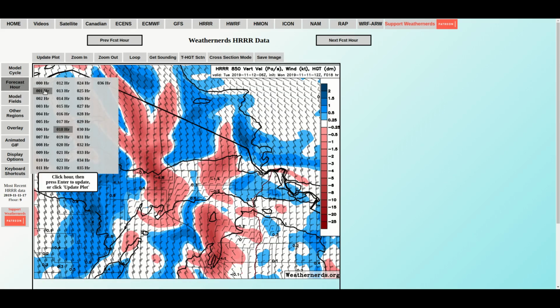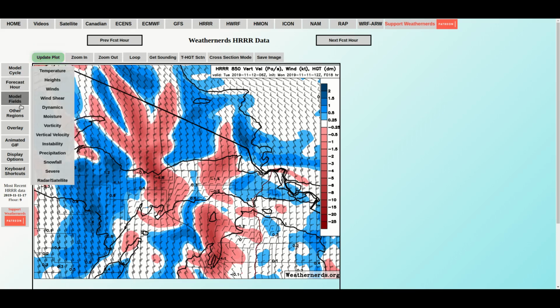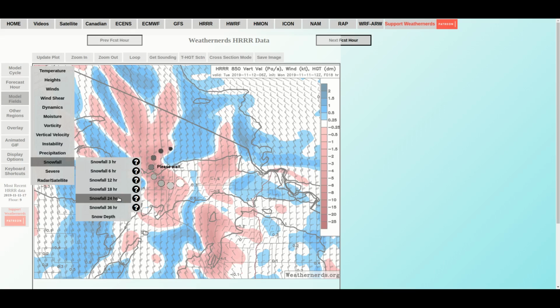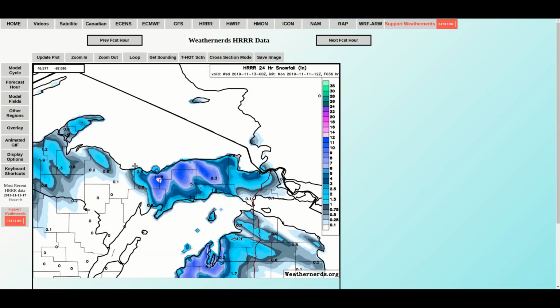Just a quick look at the precipitation, snowfall up here. You can see, yeah, intense lake effect snow in the Great Lakes tonight and tomorrow. Kind of a short-lived event. It's only going to be 24 hours or so, but kind of a typical north-northwest flow lake effect event in the Great Lakes.